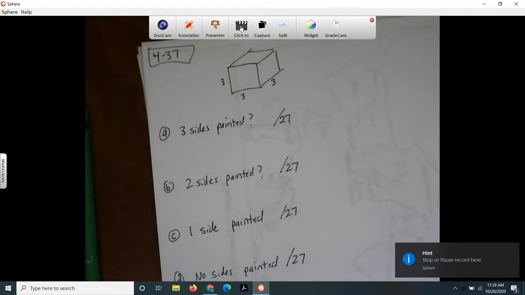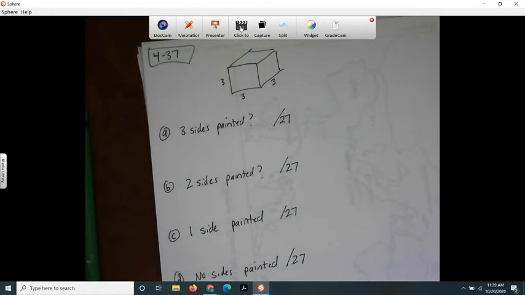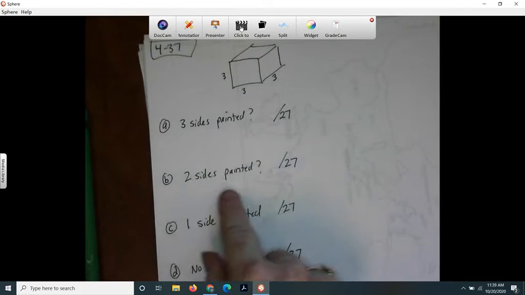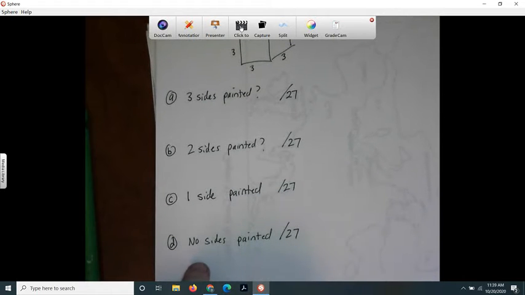Here's Integrated 3, problem number 4-37. It says, suppose you have a 3x3 cube. It is painted on all 6 faces and then cut apart into 27 pieces, each a 1x1 cube. If one of the cubes is chosen at random, what is the probability that 3 sides are painted, 2 sides are painted, 1 side is painted, or no sides painted?